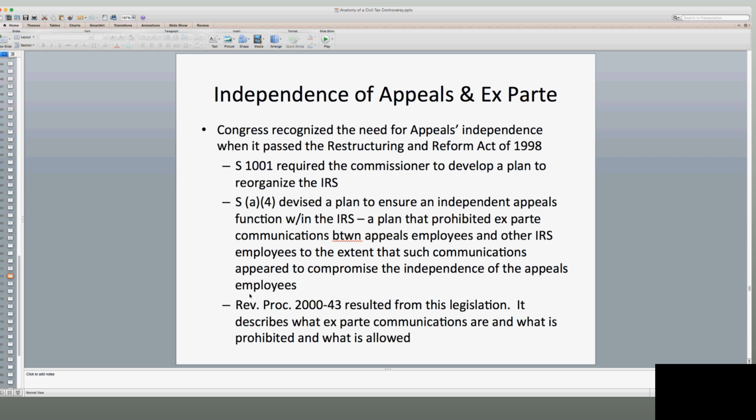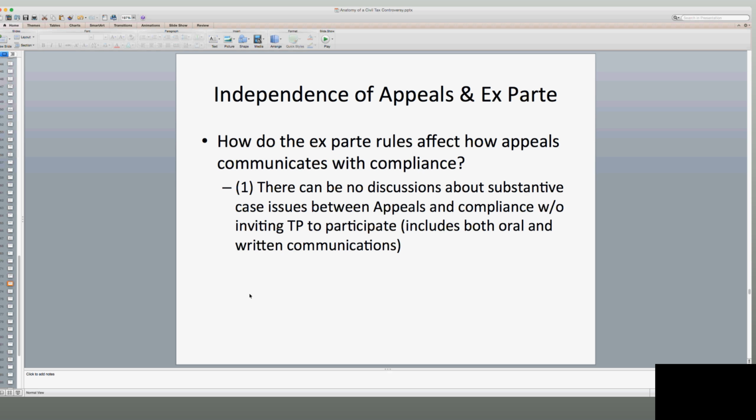Congress basically recognized this need for appeals independence when it passed the 1998 Restructuring Act, and they basically put it chock full of language, this idea of independence of appeals, to give the public some confidence that their cases were going to be viewed impartially.